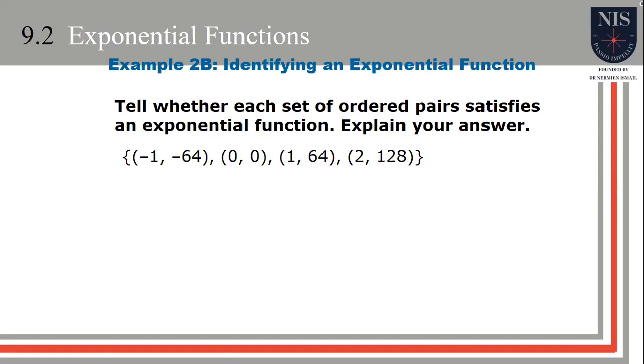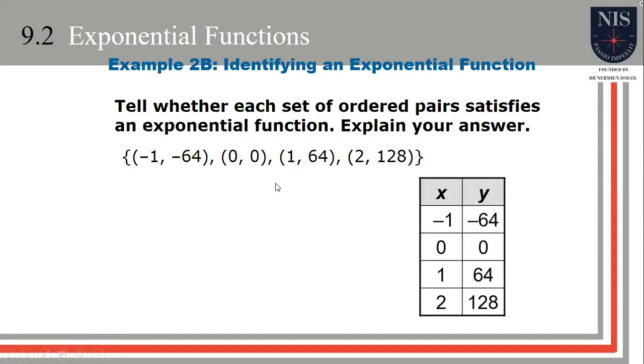If you try to find 0 divided by negative 64, it will be equal to 0, right? 64 divided by 0 is meaningless. So we can't find a constant ratio between the y coordinates, right? But we will find that we add 64, add 64, add 64. But this one now represents the question set: tell whether each set of ordered pairs satisfies an exponential function.